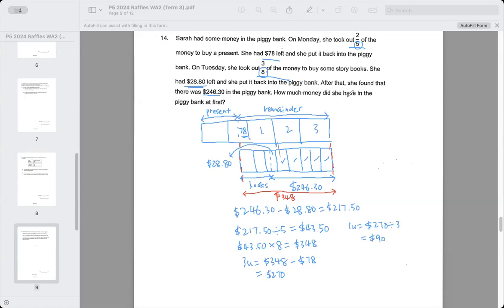Let me go back to the question to see what they're asking for. They're asking how much money she had in the piggy bank at first, meaning the total at first. So it's simply 5 units. 5 units will be 5 times $90. We will get our answer, $450. So that's the answer for question 14. That's the end of this paper. Thank you.